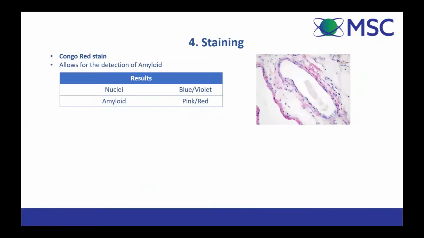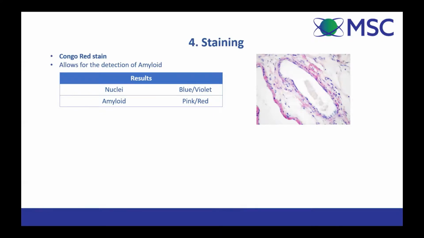Next, if we have a look at Congo red stain, this allows for the detection of amyloid, and of course amyloidosis is a big problem both clinically and diagnostically. So you want to be looking for that in the liver and the brain. In these sections, we can see the nuclei are colored blue or violet, and amyloid is in pink or red.